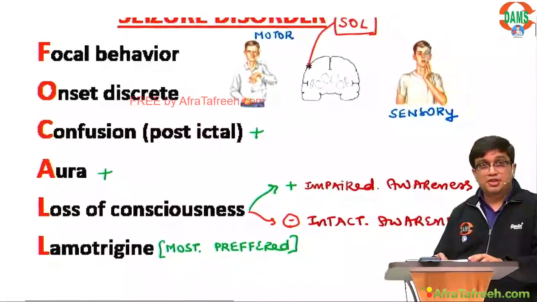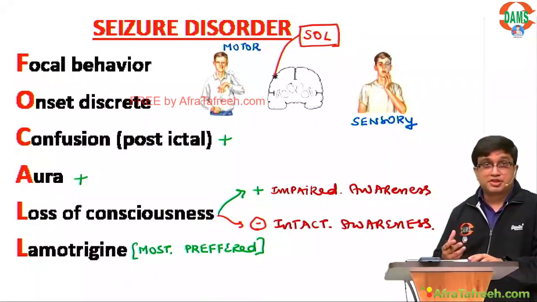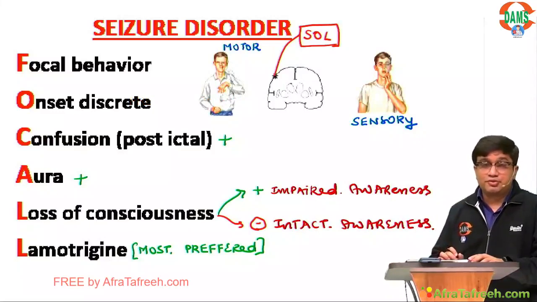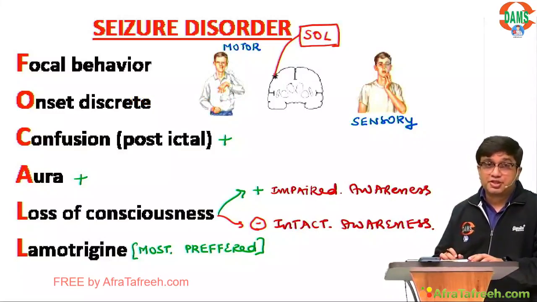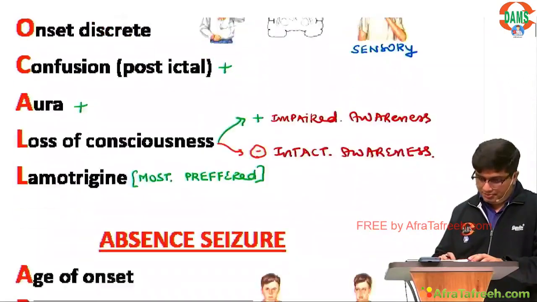So what did we learn? It has a focal behavior which can be motor as well as sensory. The onset of it is discrete due to a space occupying lesion. There is an aura, there is a post-ictal confusion. With LOC is impaired awareness, without LOC is intact awareness, and the most preferred drug in them is lamotrigine.